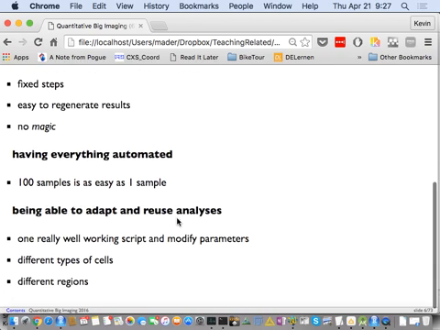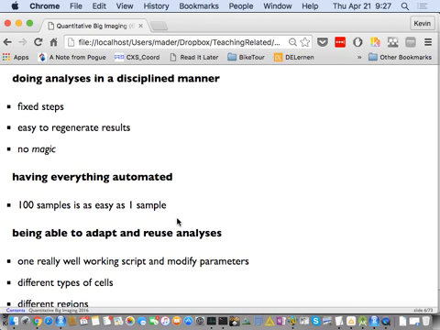And so it really means that things are done in a disciplined manner, that there's fixed steps. It's easy to regenerate results, and there's no magic. And so anyone, anywhere, can perform the exact same series of steps that you performed and get the same output. And so if you're clicking lots of different things or looking very carefully into images and changing tiny little parameters by a little bit to get the right answer, it's very unlikely that anyone else will be able to get those results.